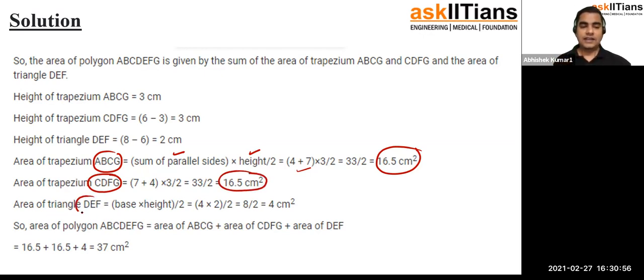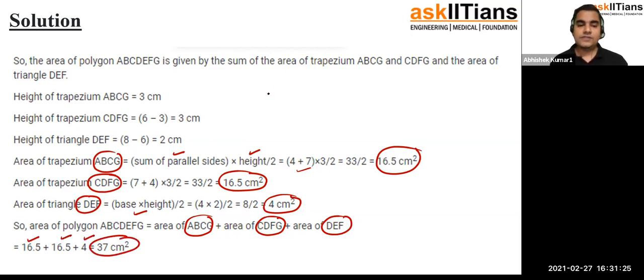And finally, they calculated the area of triangle DEF by using half base into height. They also got 4 centimeter square. We also got the same value. Now, to find out the area of that polygon which was given to us, ABCDEFG, all you have to do is add the areas of these three figures. That is area of ABCG, area of CDFG, and area of DEF. The areas of these three figures need to be added. If you do it properly, you will get the required area, which will be equal to 37 centimeter square.